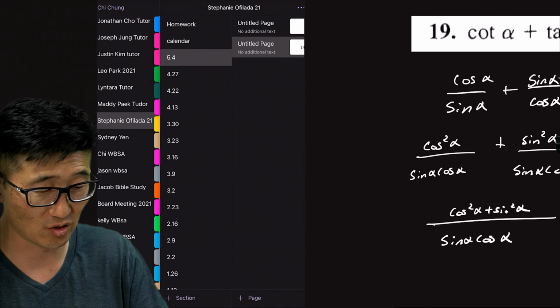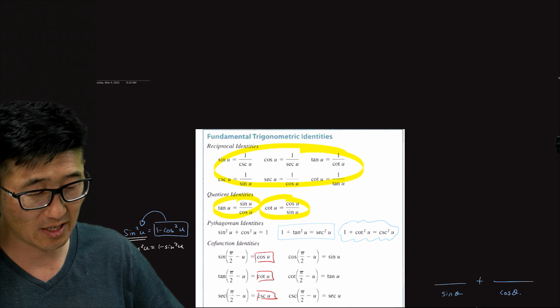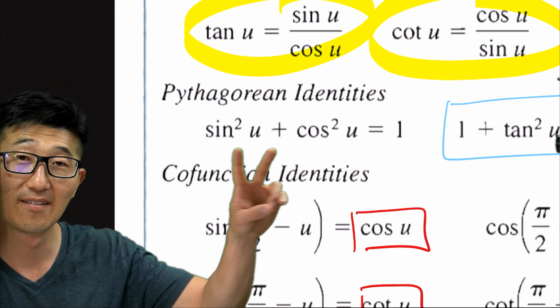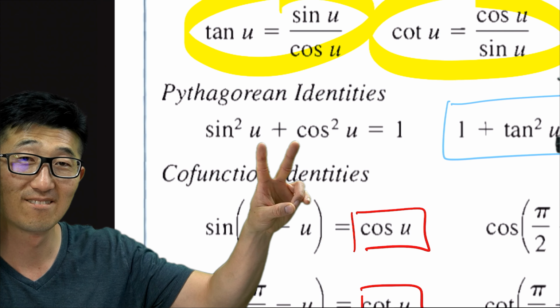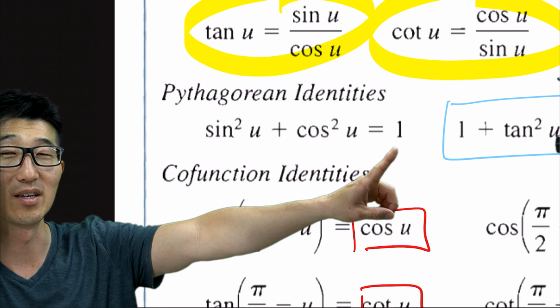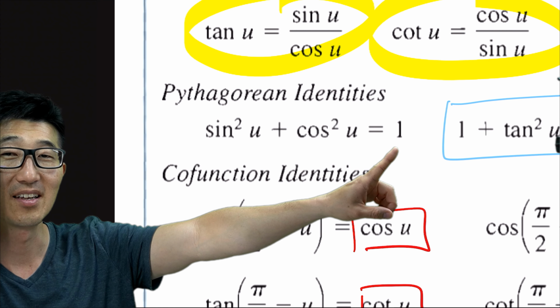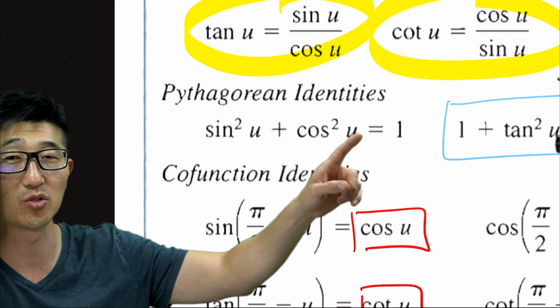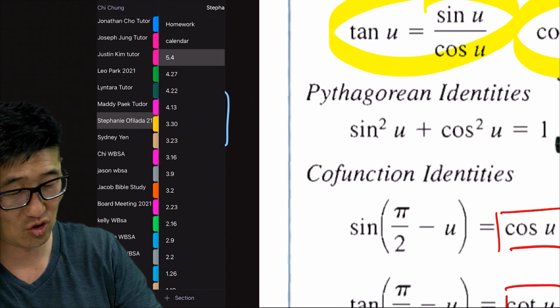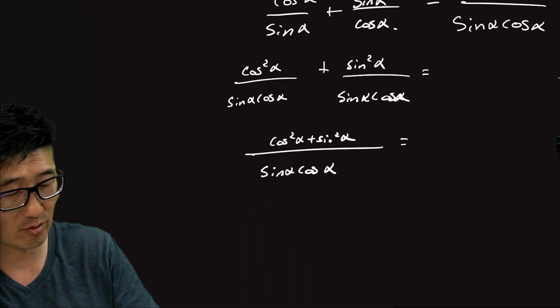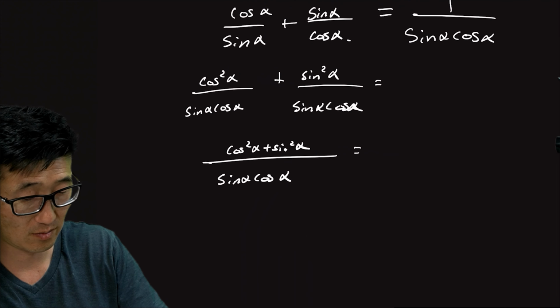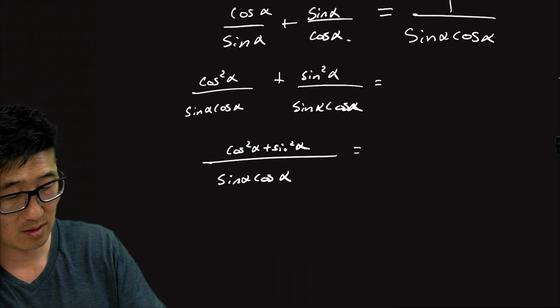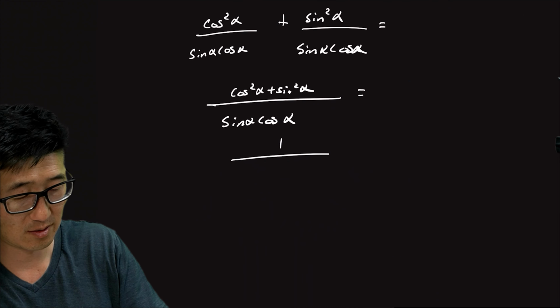All right, I'll show you. It's right here. Oh, okay. It's just one. Yeah, so anytime you see a sine squared theta plus a cosine squared theta, it always equals 1. Okay. So, see it? Now it's 1 over sine theta times cosine theta. And are we done? Yes.